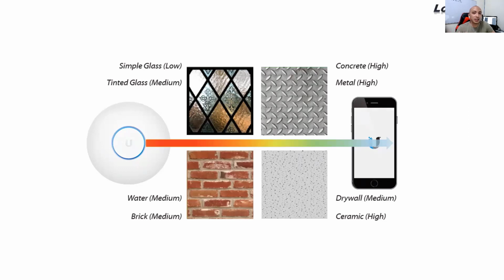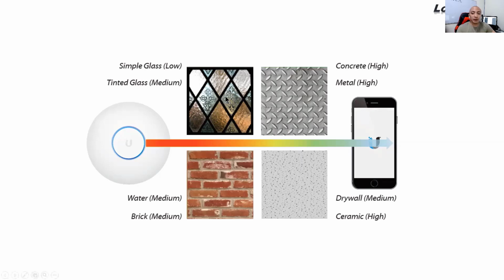Wi-Fi signals tend to move very well through simple glass and tinted glass. They move normally, with a medium attenuation already, whenever the Wi-Fi signal needs to travel through water or a brick. For example, I have at my back a brick wall. If my Wi-Fi signal passes through this brick wall, there's medium attenuation already happening. It means your signal might become half. The power becomes much weaker after it has passed through the material.